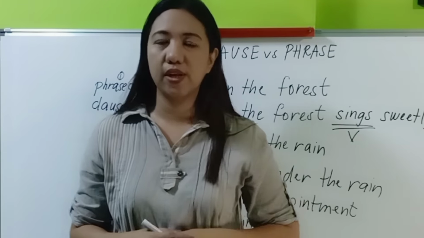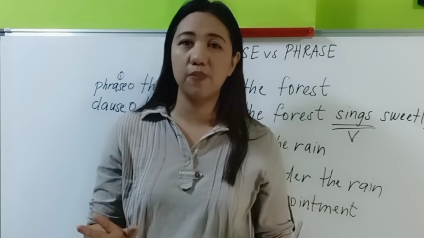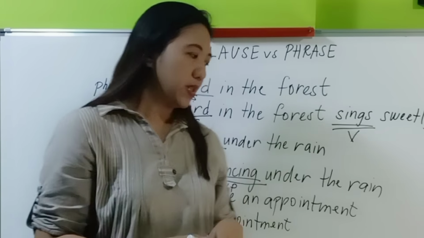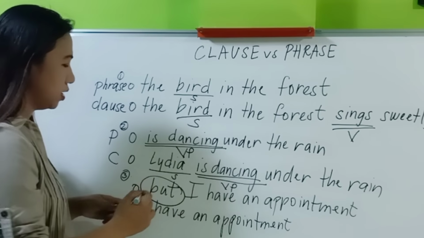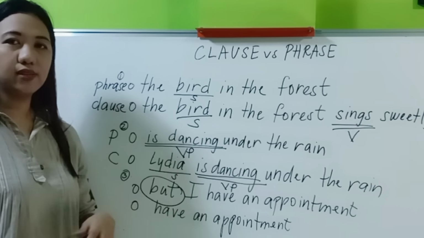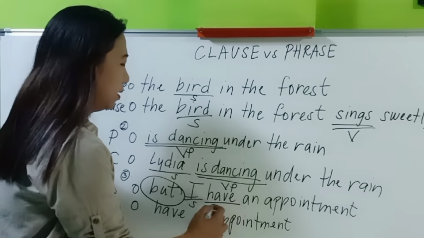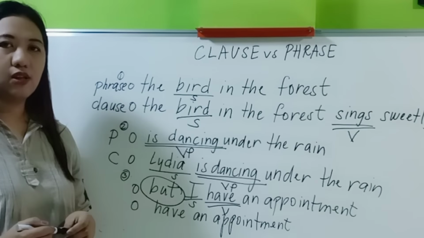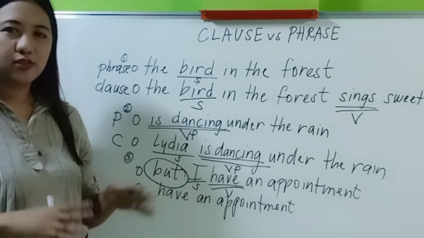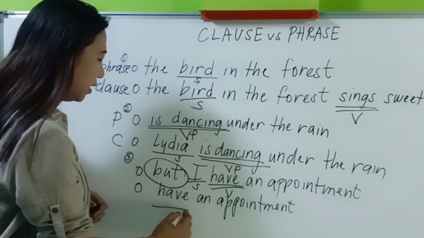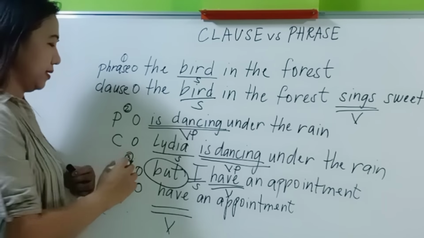Sometimes a clause starts with a conjunction. So it may be a subordinating or a coordinating conjunction. We're going to talk about that in my next video. But in here, but I have an appointment, there is a coordinating conjunction. Then, what's the subject? I. What's the verb? Have. So this is a clause. Have an appointment. Who has an appointment? You don't know. There is only the verb. Therefore, this is a phrase.